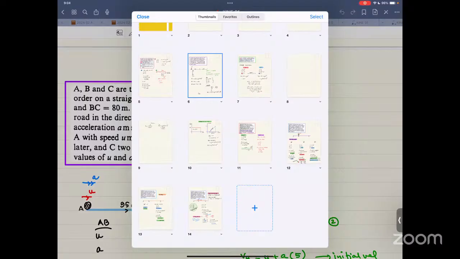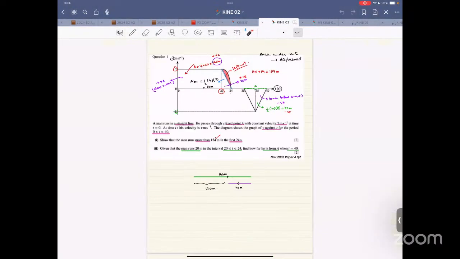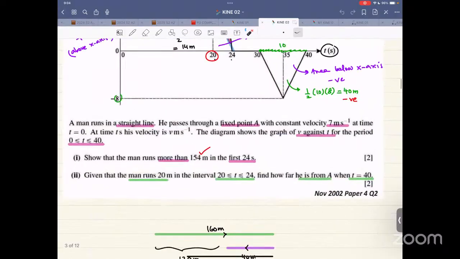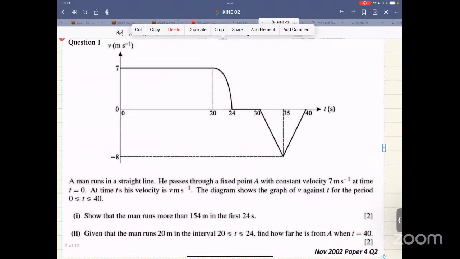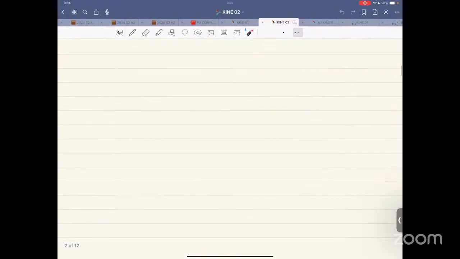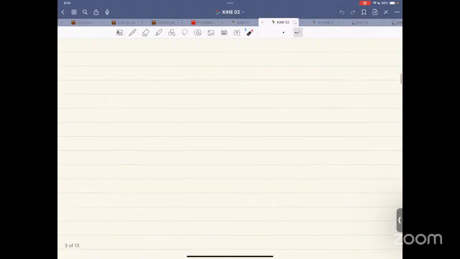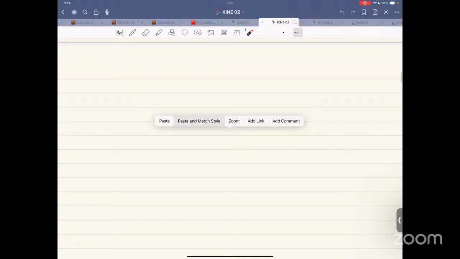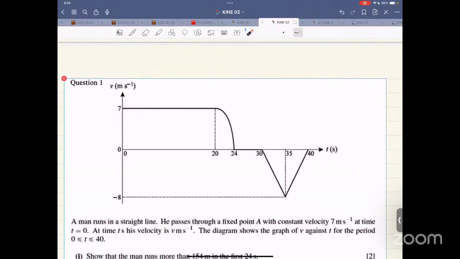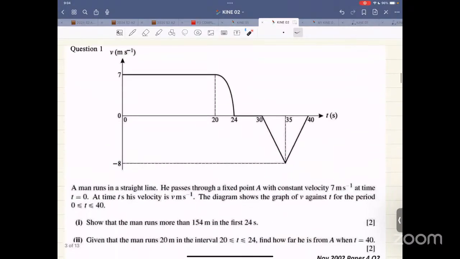And let's move to the idea of some past paper questions. Let me just copy this thing and paste it over here. And then there are different kinds of questions that we will go over. So over here, this is like a velocity time graph. And a little bit of the area is above, a little bit of the area is below.